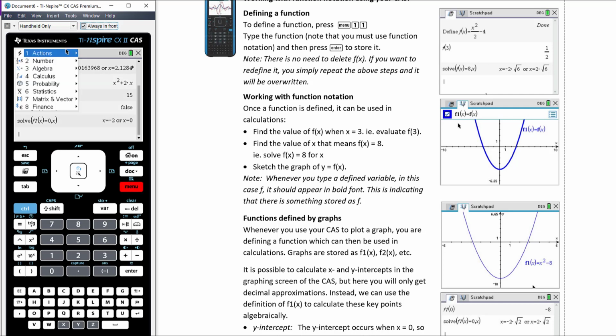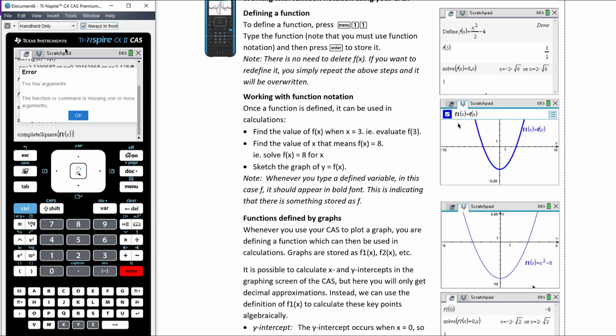If I were to complete the square for f1 of x, it would write my function in turning point form for me. So that allows me to find the turning point. So making use of function notation is really important with efficient use of your CAS. If you've got a function at the start of a question, then you're going to need to do lots of things with it. Define it yourself first, or draw the graph first so you've got the function defined and then you can use that.